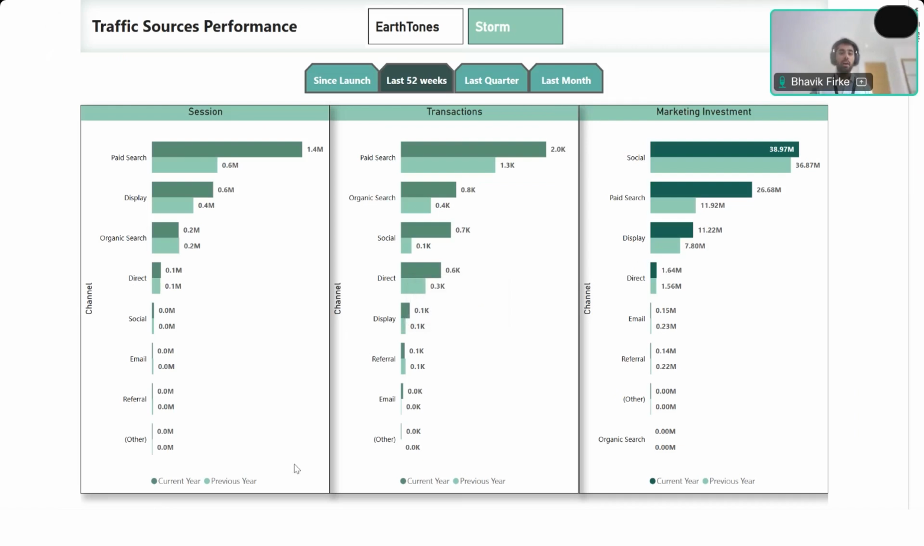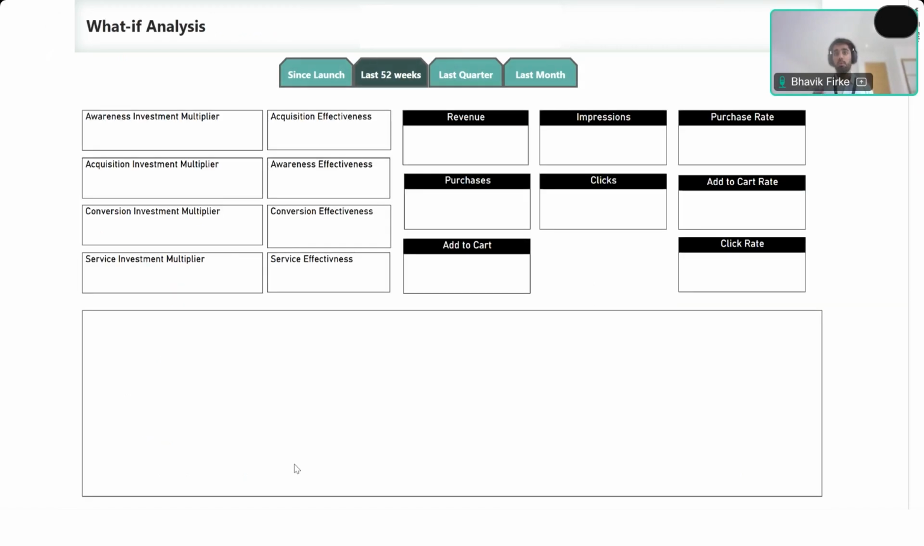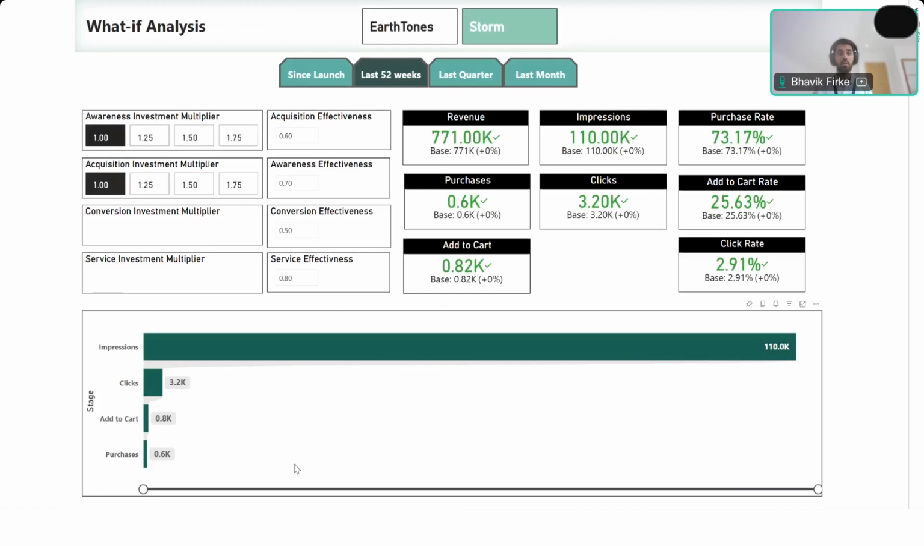Moving on, in marketing, while analyzing past performance is valuable, the real power lies in looking forward, planning and seeing how changes today, changes in investment strategy, campaigns, or promotions can impact future results. That's where the simulation tool comes in. Instead of only retrospecting historical data, it allows you to mock up different what-if scenarios by adjusting investments across different stages of the funnel to see how these changes ripple through the entire digital commerce funnel.